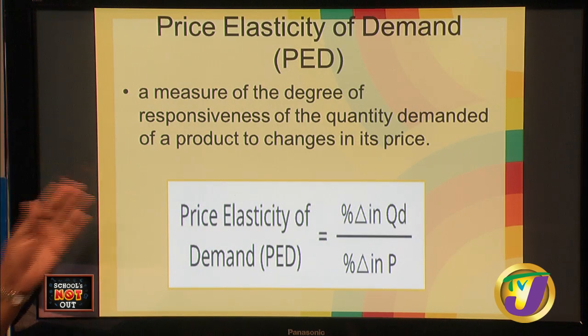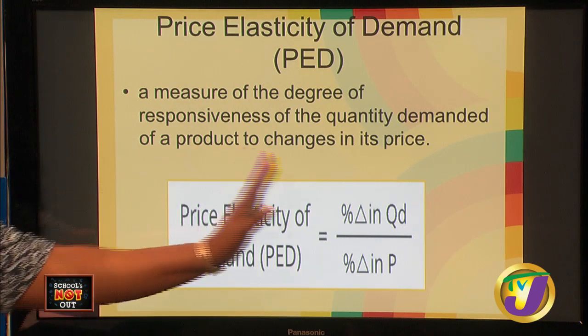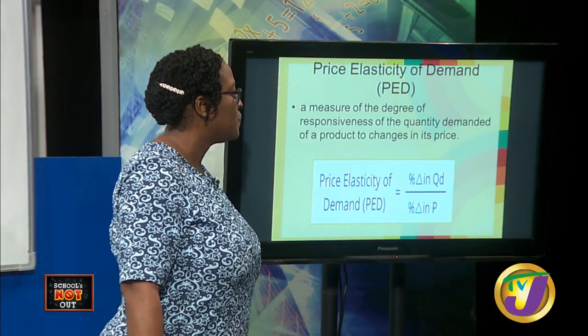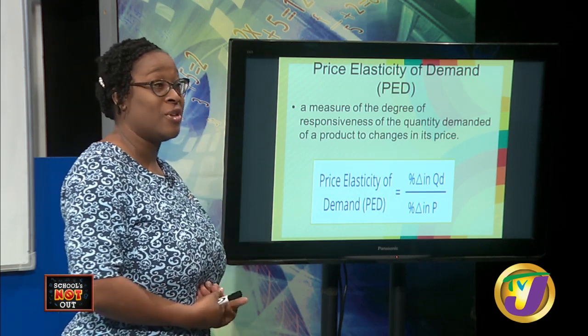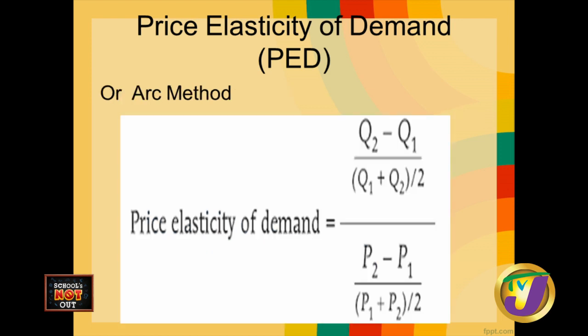Now, price elasticity of demand measures the degree of responsiveness or sensitivity of quantity demanded of a product to changes in its price. And this is the formula. It is calculated as the percentage change in quantity demanded over the percentage change in price. Now, I know that there are some students who, the minute you see figures and equations and all of those things, start getting nervous, like myself. I don't like figures. You ask me to count to 10 and I get nervous. But we're going to go through it together and you're going to see it's very simple to calculate.